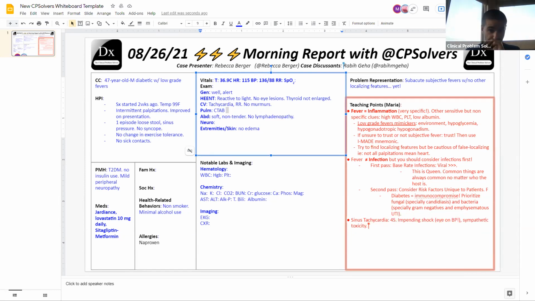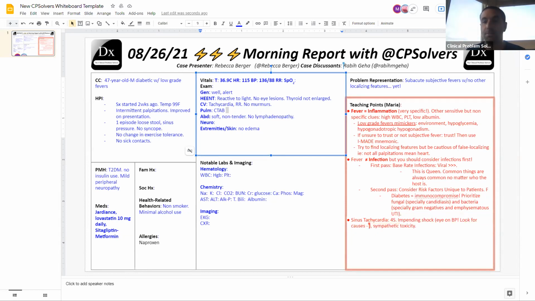But what am I actually doing? I'm going to work up all the causes that could result in shock. This patient might need fluids. We're going to look for an infection for sure. But what I'm doing is pivoting early and looking for the easy ways to rule out sympathetic toxicity.